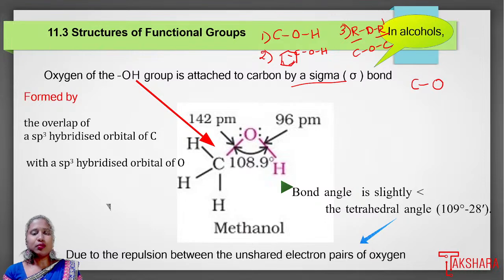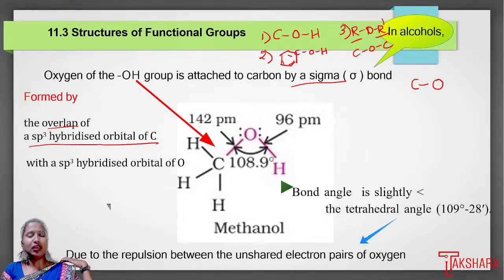The sigma bond is formed by the overlap of the sp3 hybridized orbital of the carbon atom. So the sp3 hybridized carbon atom links with oxygen, and the bond in between carbon and oxygen we call a sigma bond.